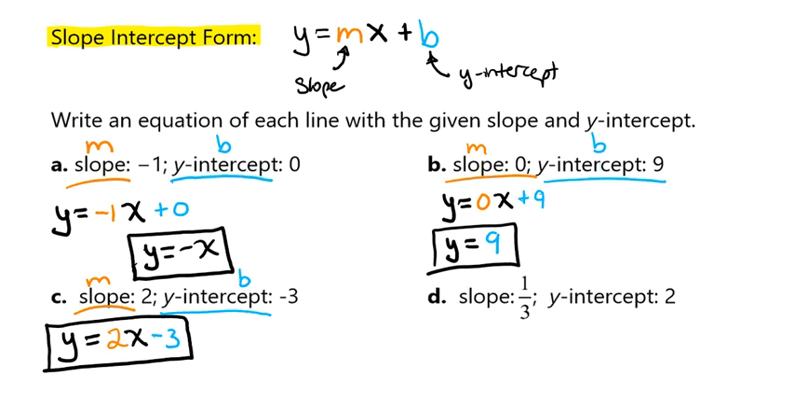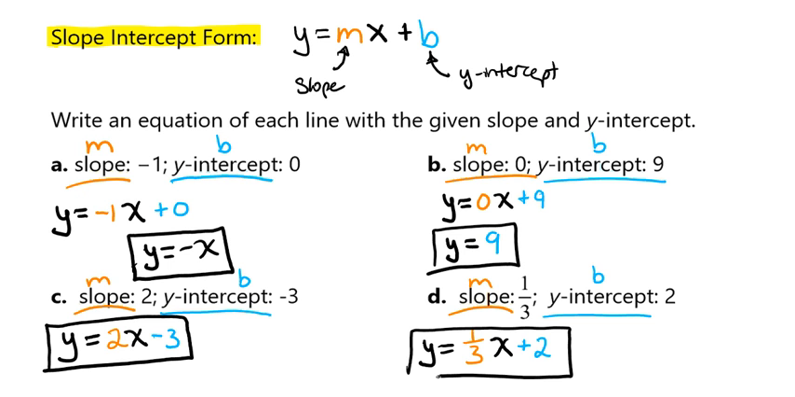Here we have a slope of 1/3, and we have a y-intercept of 2. We're simply going to plug that in. y equals our m, which is 1/3, times x plus b. And here our b is a positive, so it gets to stay a plus. We can't reduce or simplify that. And so we get y equals 1/3 x plus 2. And we're done.